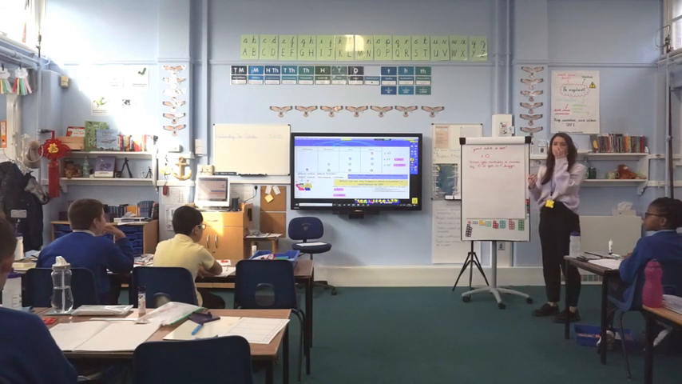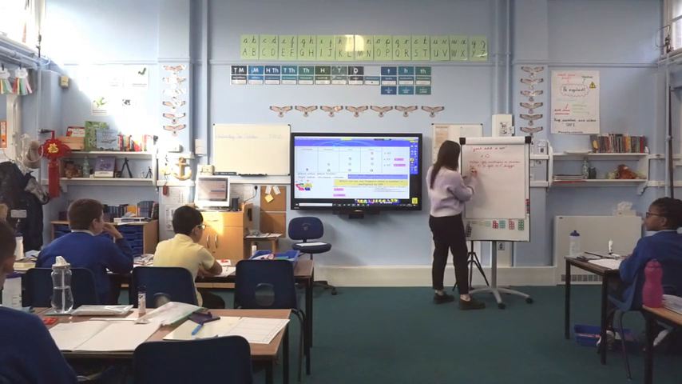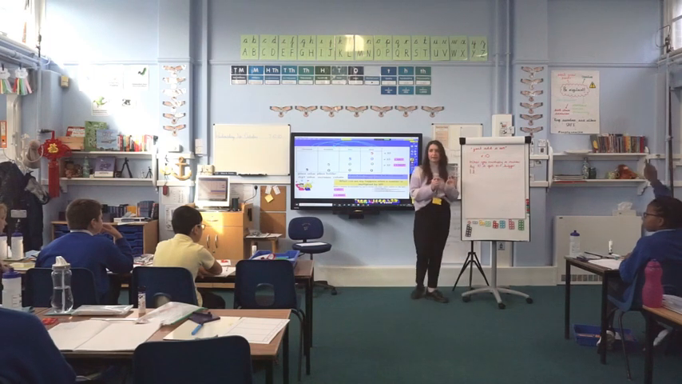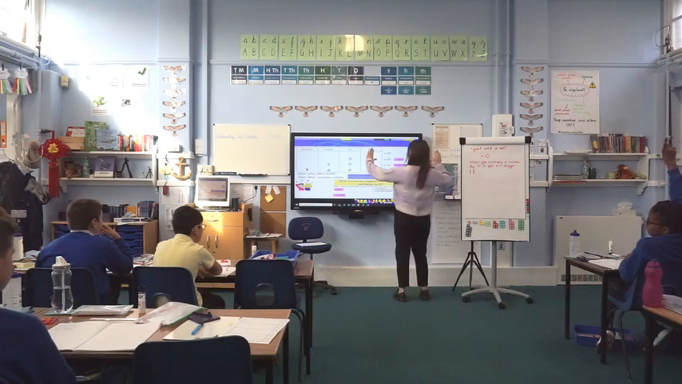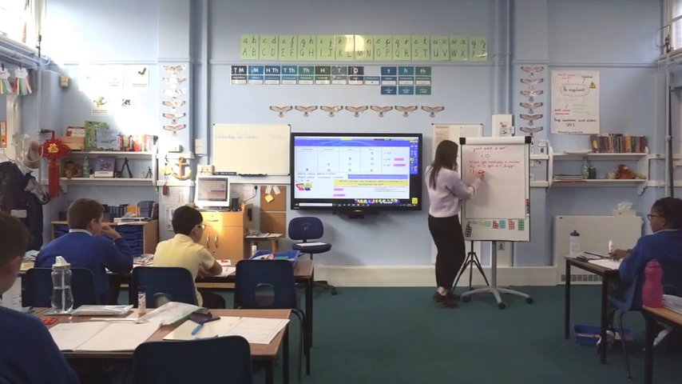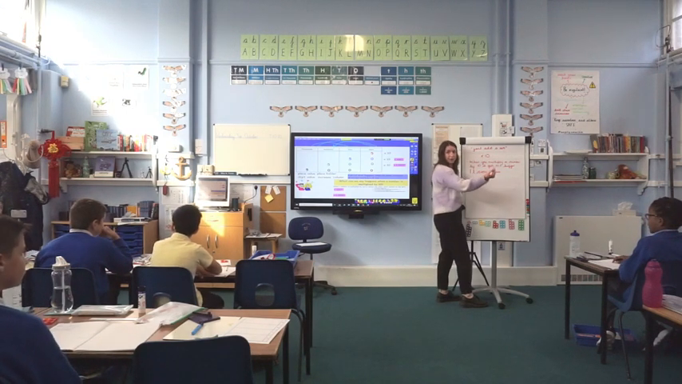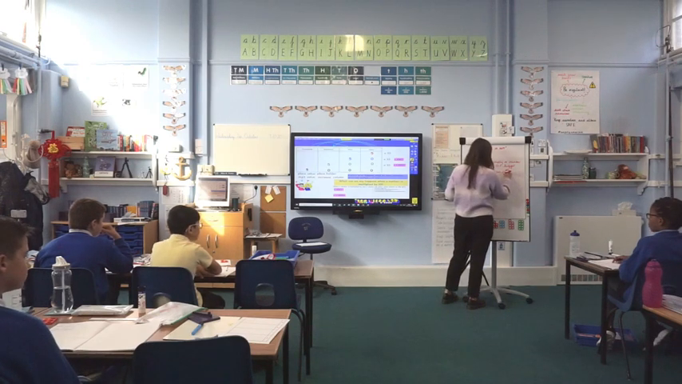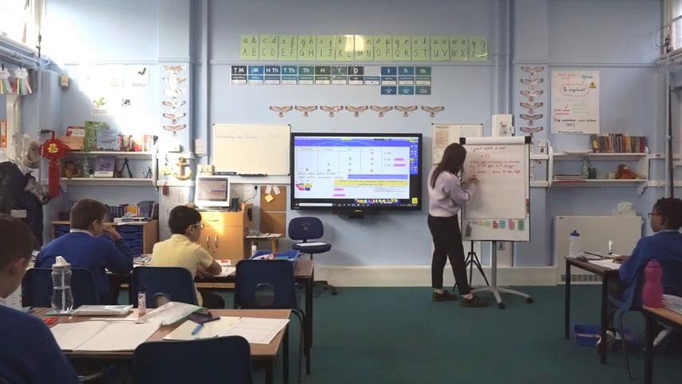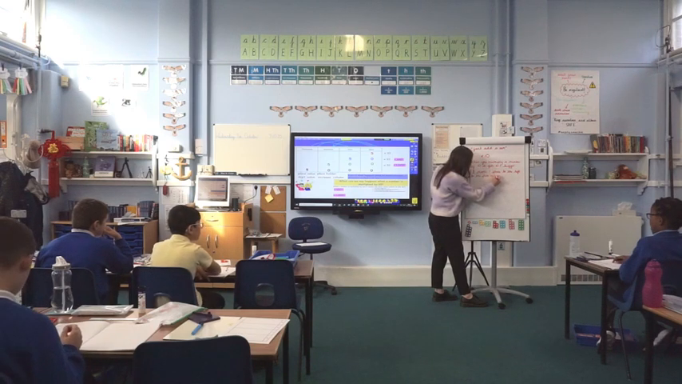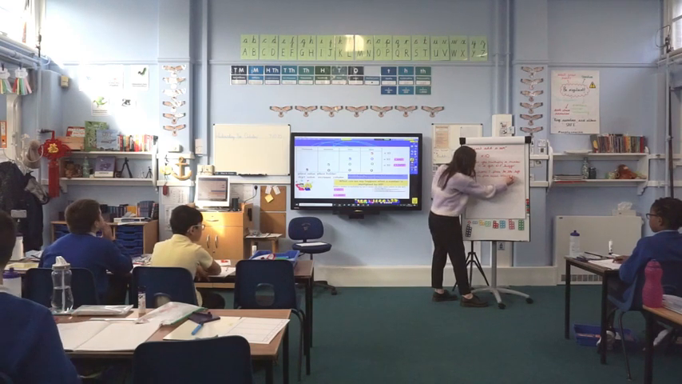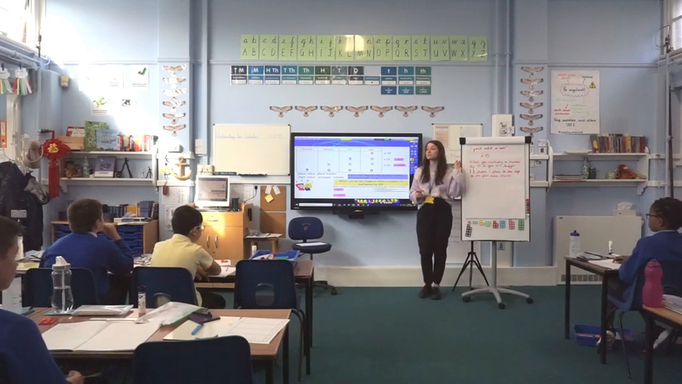Bradley? It goes up one place on the place value column. Which direction, Bradley? It goes to the left. To the left. It moves one place. So I say it moves one place to the left on the place value column. Fantastic.